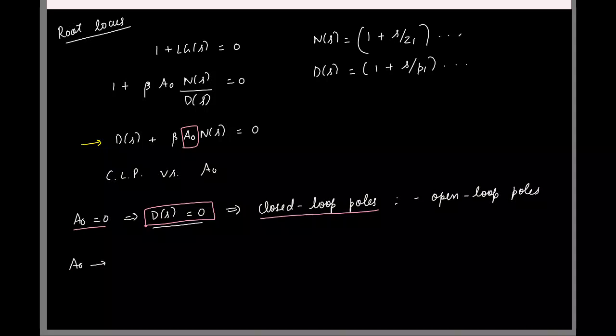And as you tend A naught to infinity, you will have N(s) equal to 0. So this will be at open loop zeros. So I'll just use this simple rule and qualitatively sketch the root locus. The point is this: as you change the DC gain from 0 to infinity, the closed loop poles will start from open loop poles and reach open loop zeros. That's all. I'll only use this information, and one more rule I'll explain later, to plot the entire root locus.